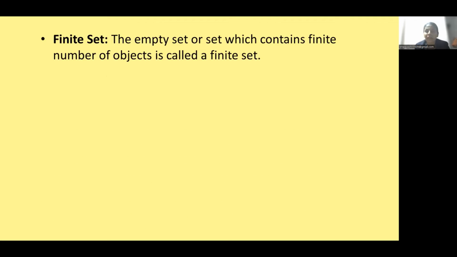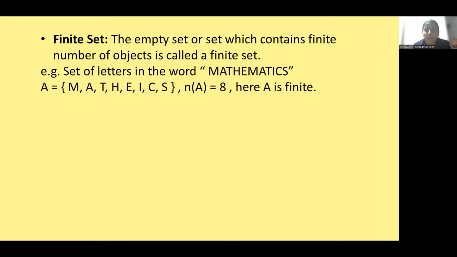Next type is finite set. The set containing a finite number of objects is called a finite set. For example, the set of all days in a week, the set of all months in a year, or the set of all letters in the word mathematics. Here, set A contains M, A, T, H, E, I, C, S.